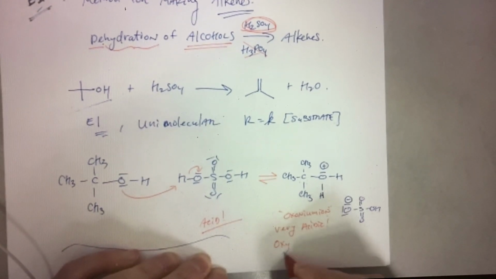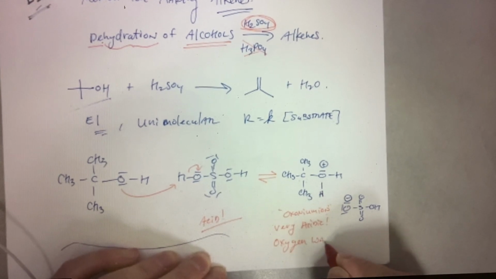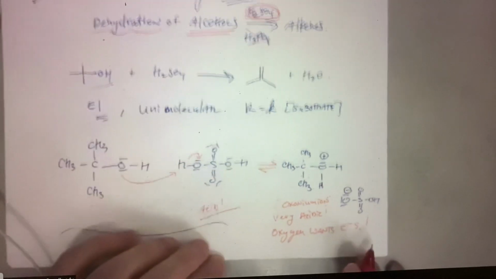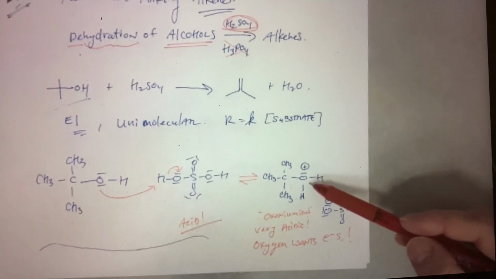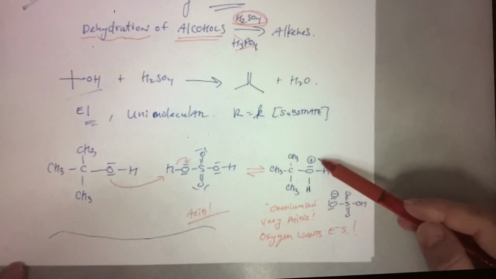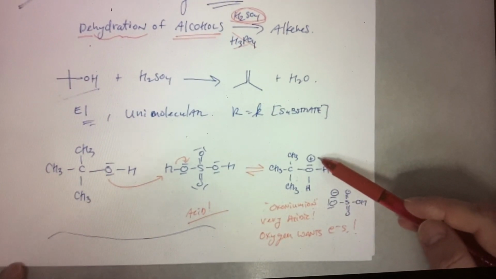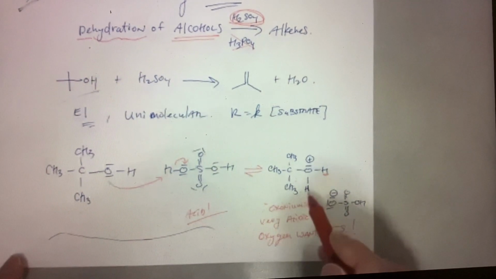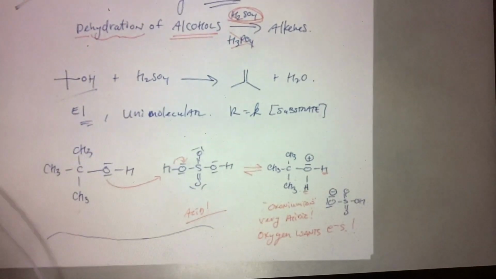And oxygen wants electrons. Right? So this species here is called oxonium ion. It's an electronegative atom. Now it's plus charged, really wants electrons, and it also makes these protons very, very acidic in this particular charge state.